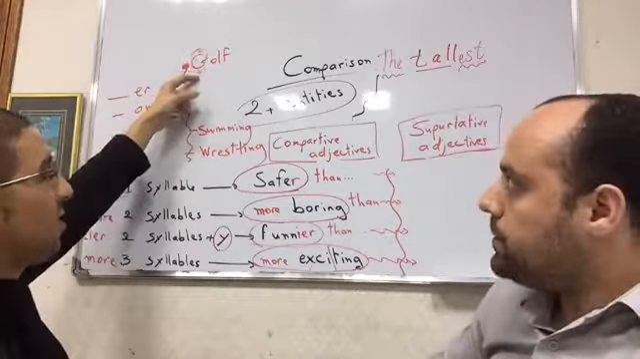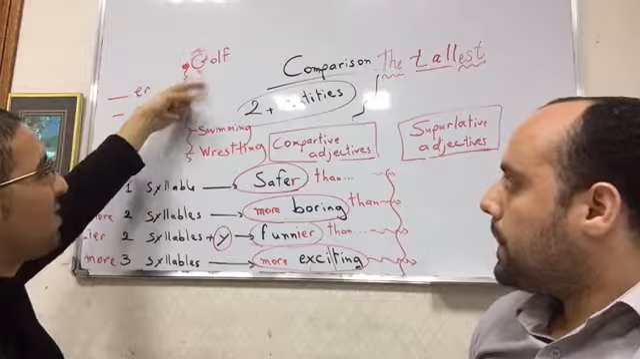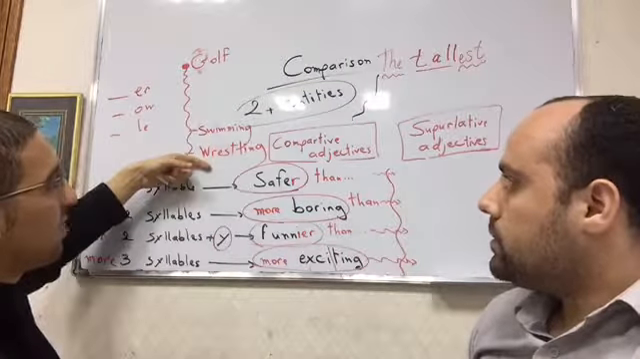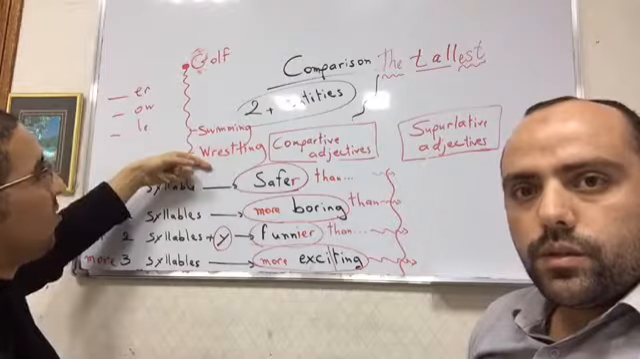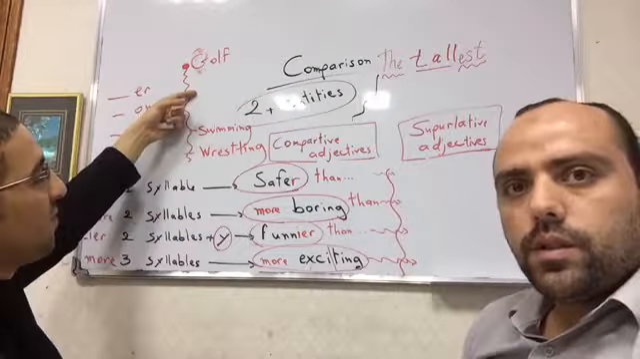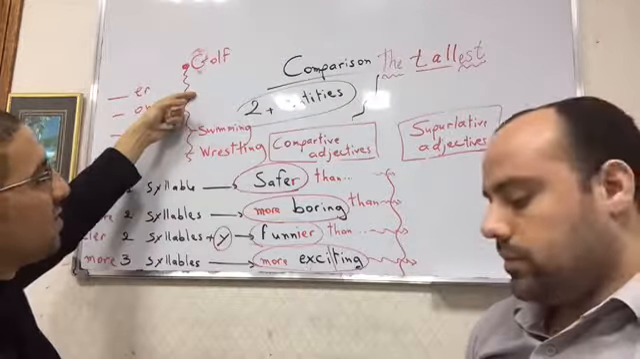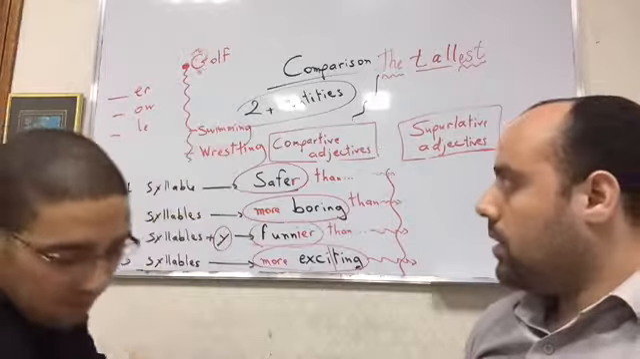And we don't say than. You don't say golf is the safest than swimming and wrestling. We just say golf is the safest, or you can say golf is the safest sport.